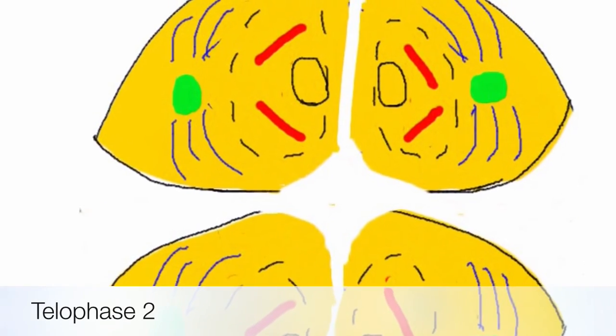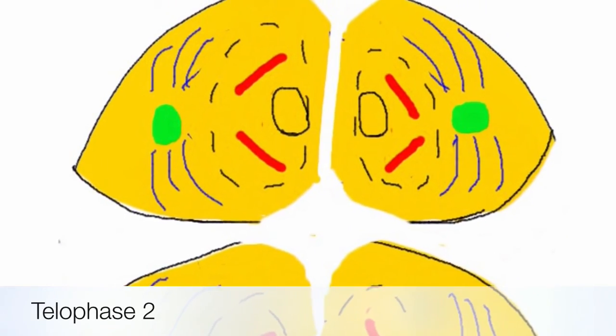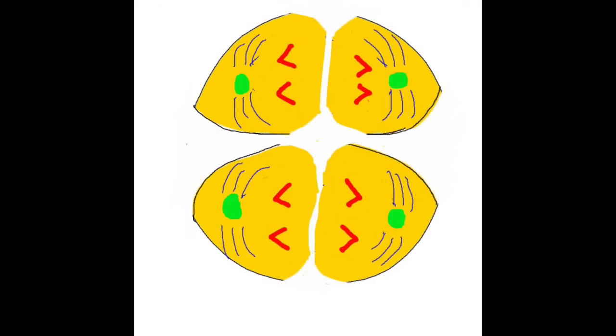Telophase 2 has been completed. There are now 4 cells, each with half the number of chromosomes of the parent cell.